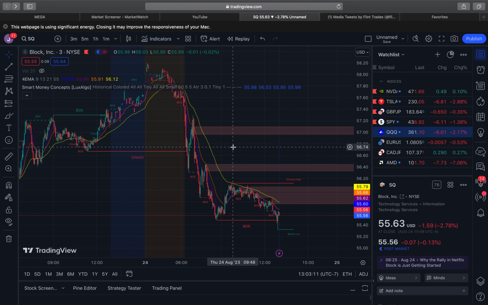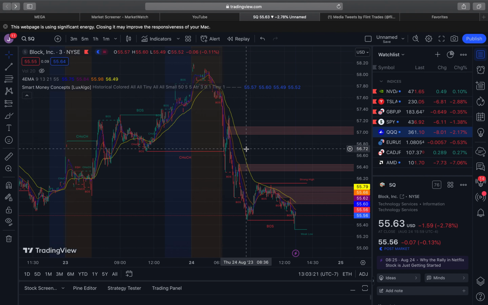This is going to be my process from A to Z, how I basically find trades and how I enter trades sometimes as well. So we got Block, SQ, here. I don't trade this stock much, but it's a good example. Just a random stock because I want to be as transparent as possible.